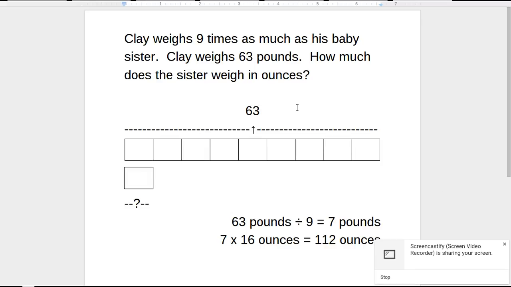As you can see, I've typed out the word problem, I've created the tape diagram, and I've done the math on the word problem already. Let's start at the top. The first thing we've got to do when we have a word problem is read it.